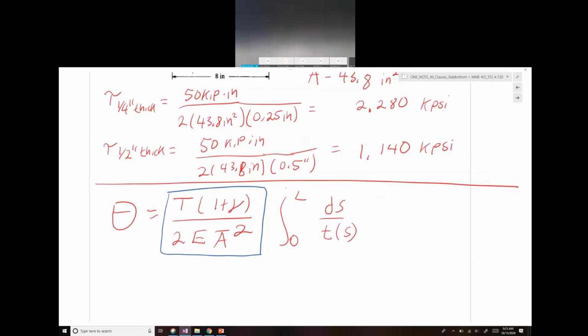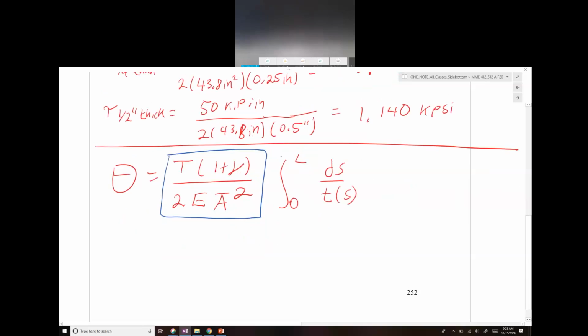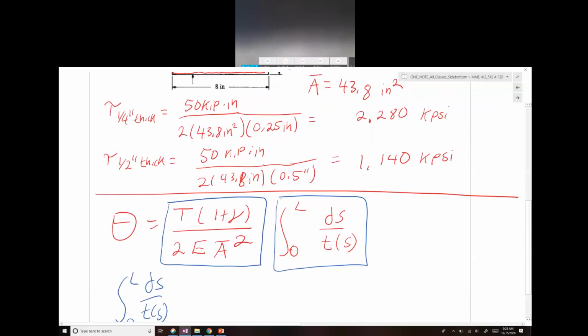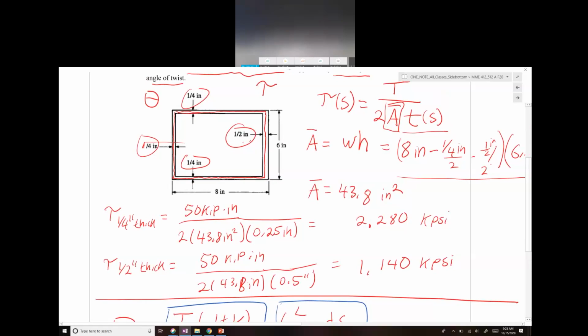So what we're really interested in is how we calculate this integral, the integral from 0 to L of ds over t of s. What we're going to do is break up our section into 4 different walls. We're going to start on the bottom left of our corner to the top left and call this section 1. From the top left to the top right, we're going to call this section 2.